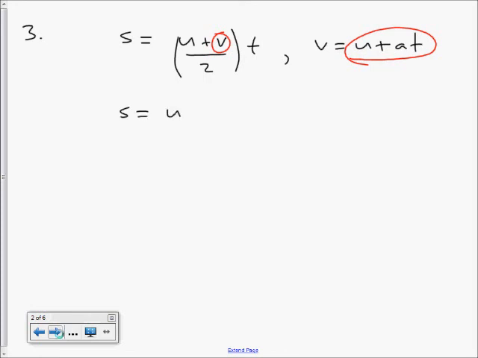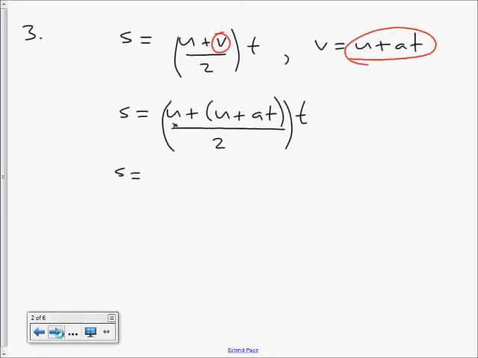So (u plus at), that's v, all divided by 2 and all multiplied by t. s equals, let's hold it, the all multiplied by t is that whole thing there. We've got to be a little bit careful of that. So let's multiply that out now.